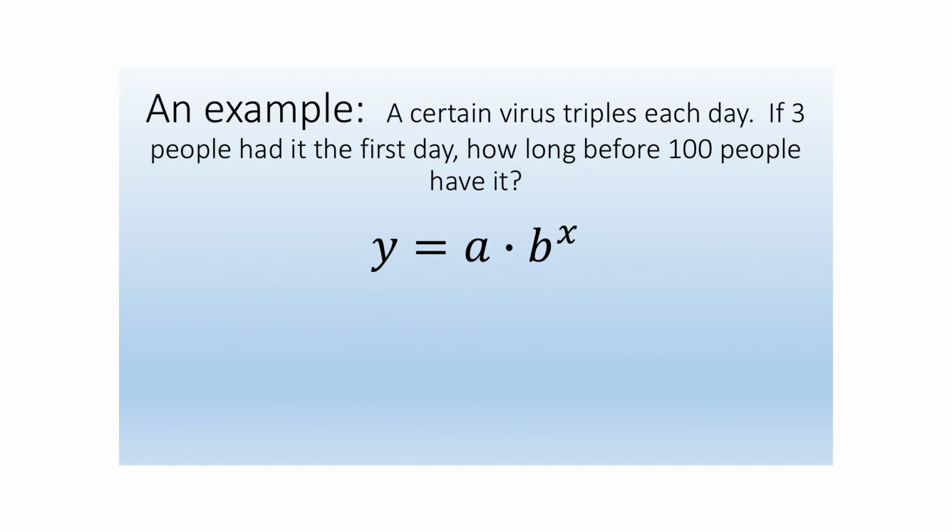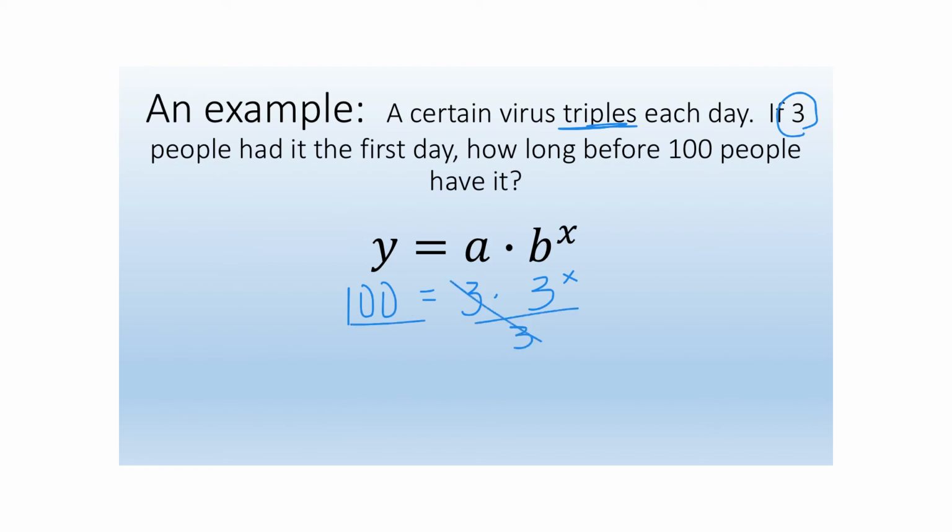Okay, here's another one talking about a virus, which is applicable today. A certain virus triples each day. If 3 people had it the first day, how long before 100 people have it? So if you have a pause button, you should pause and see if you can figure out what goes here. But we'll just continue, and we'll say we want to know a total of 100 people. It triples each day, so that's that one. And 3 people had it the first day, and x would be what we're looking for.